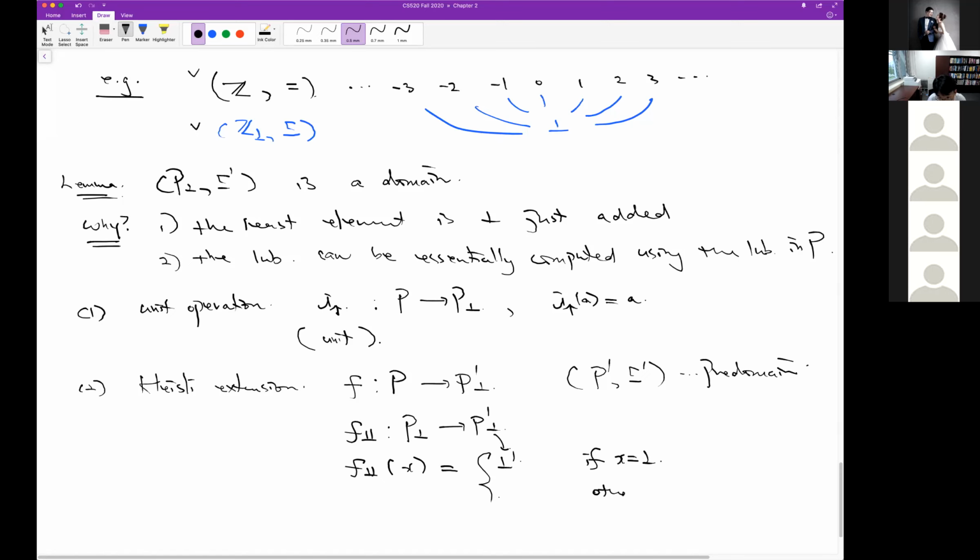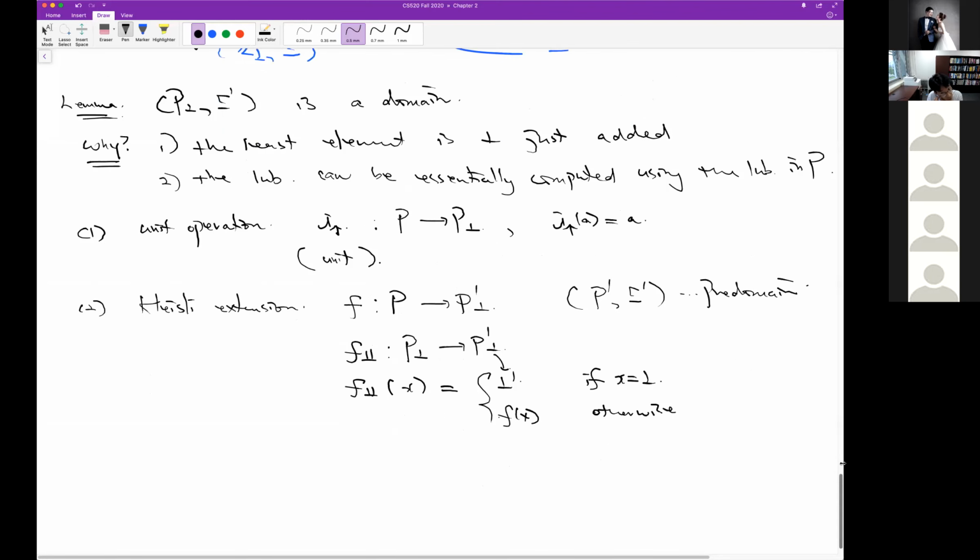Otherwise, x should be in P. So in that case, we just apply f to x there. So both of them are changing. The first one embeds this P into P bottom. The second one changes this map so that this map can work for every element in P bottom.